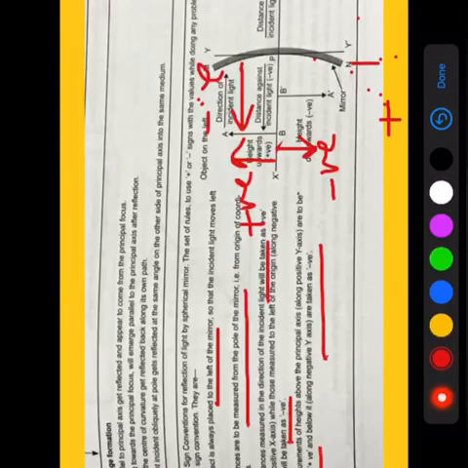The distance measured in the direction of the incident light will be taken as positive, while those measured to the left of the origin along the negative x-axis will be taken as negative. All measurements of height above the principal axis are to be taken as positive, and below the principal axis they will be taken as negative. I hope the sign conventions are clear to you all. So this was all about reflection.